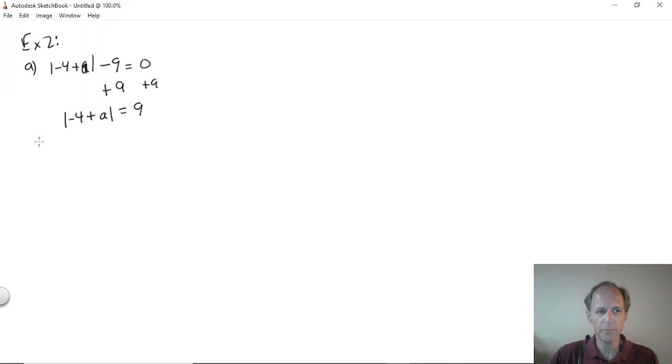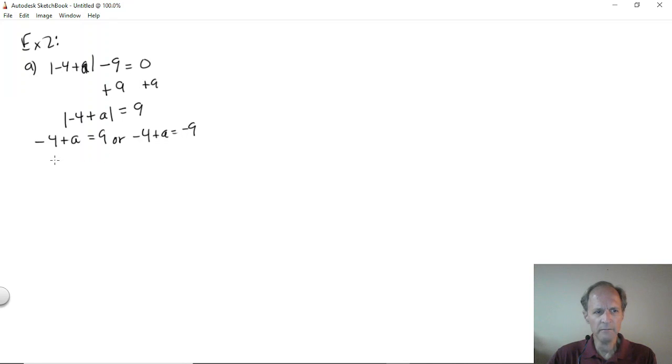Okay, so we write our two possibilities, negative 4 plus a equals 9, or negative 4 plus a could be negative 9. Either of those make our original equation true. So solve them each. Solve both of those equations.